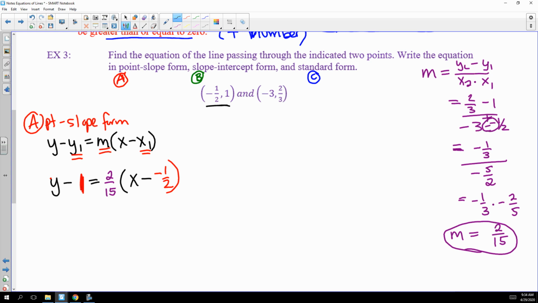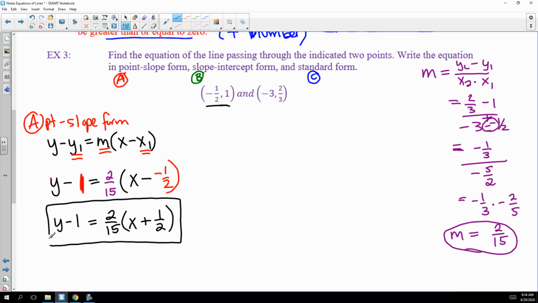So let's simplify this a little bit. Y minus 1 equals 2/15 times x plus 1/2. This is the correct point slope form. And point slope form is called that because typically you use point slope form when you are given a slope and given a point. And so we'd leave it like that. But now what we're going to do is generate slope-intercept form from our point slope form. So we're going to use this to get slope-intercept form.